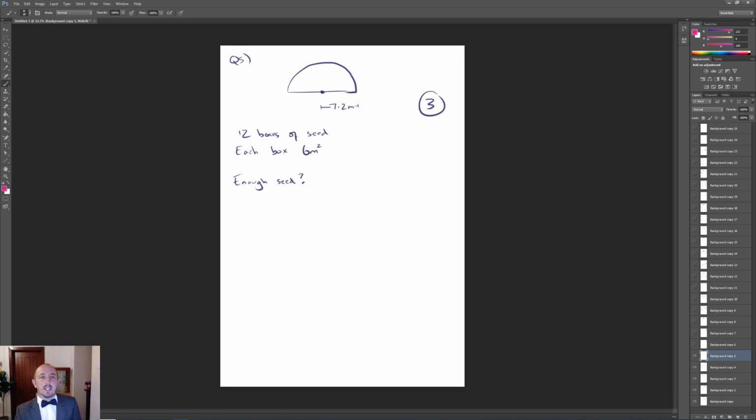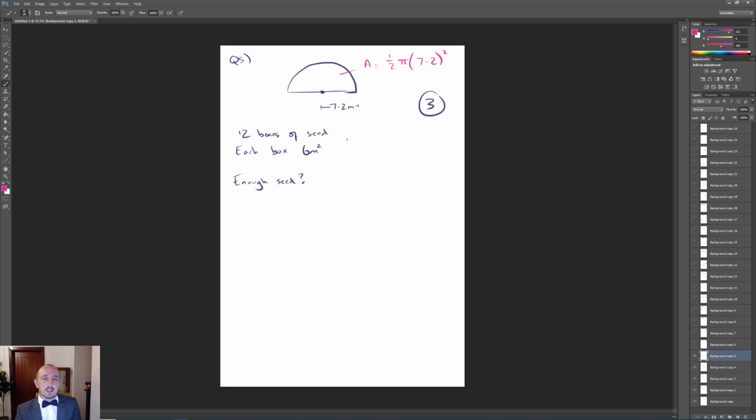Question 5, we had this garden and we have to work out the area of this. So the area of this will be pi r squared, but we're halving it because we've got half a circle there. So half pi times 7.2 squared. And it says we have 12 boxes of seed to cover this, and each box gives us 6 meters squared.